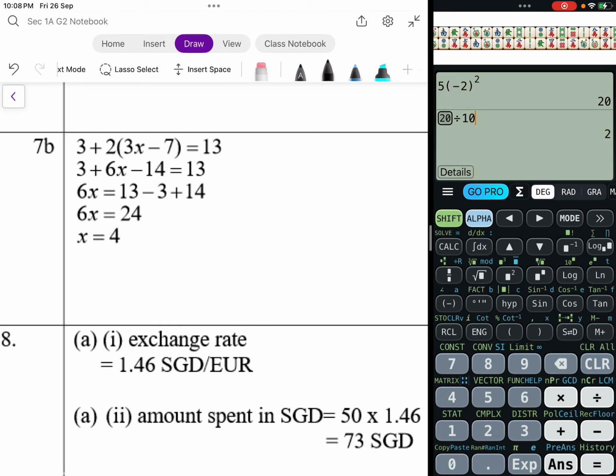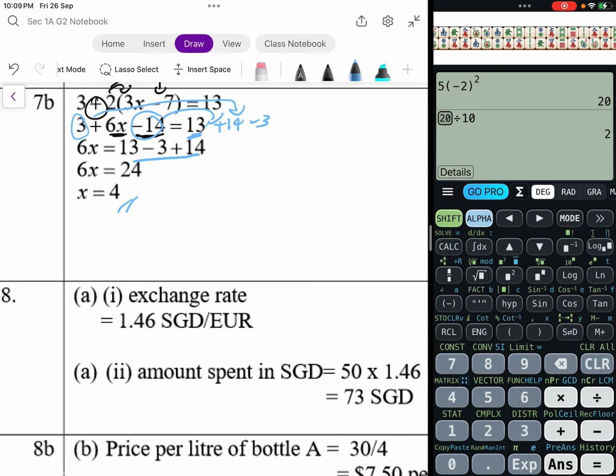Okay, next one. Just remember to expand. So 6x minus 14. No change in sign because it's plus outside. Then solve. So 13 minus 14. Okay, you see here is 13, so you bring this over, becomes plus 14 minus 3. Okay, so you get this one. So 6x equals 24, divided by 6 equals 4.